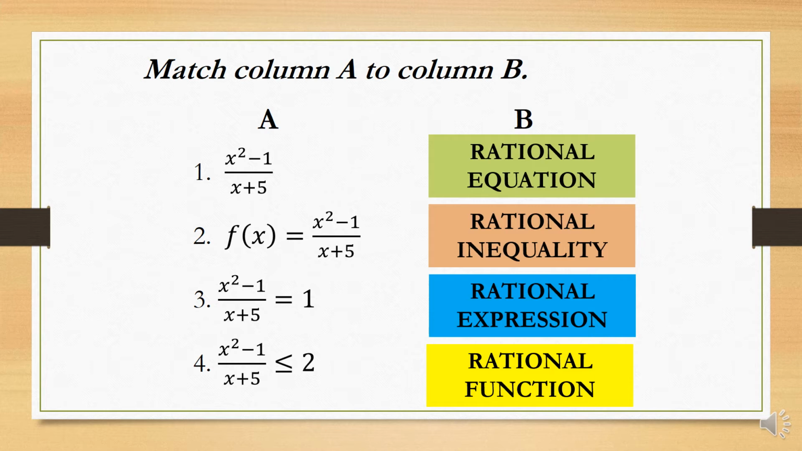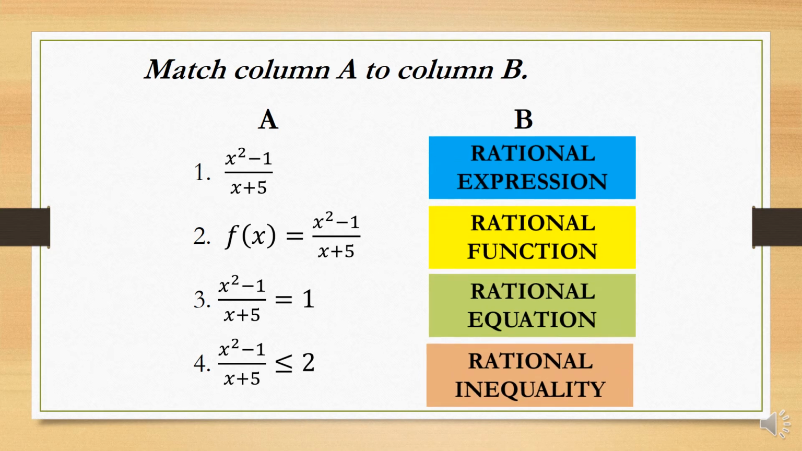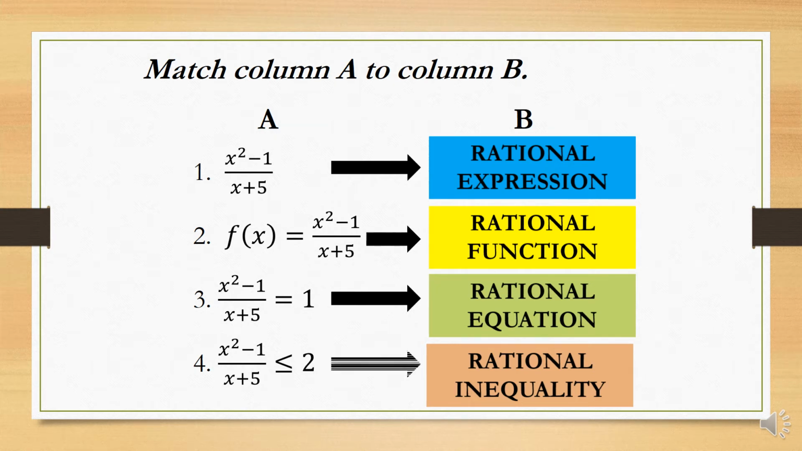Okay, let us now check your work. Number 1 in column A, this is what we call a rational expression. Number 2 is a rational function. Number 3 is a rational equation. Number 4 is a rational inequality.